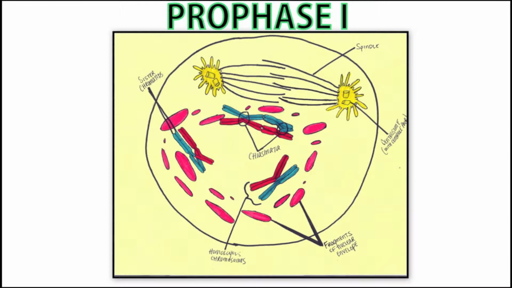Crossover begins during pairing and synapsis. The chiasma is where crossover occurs. Also, during prophase 1, the nuclear envelope disappears.